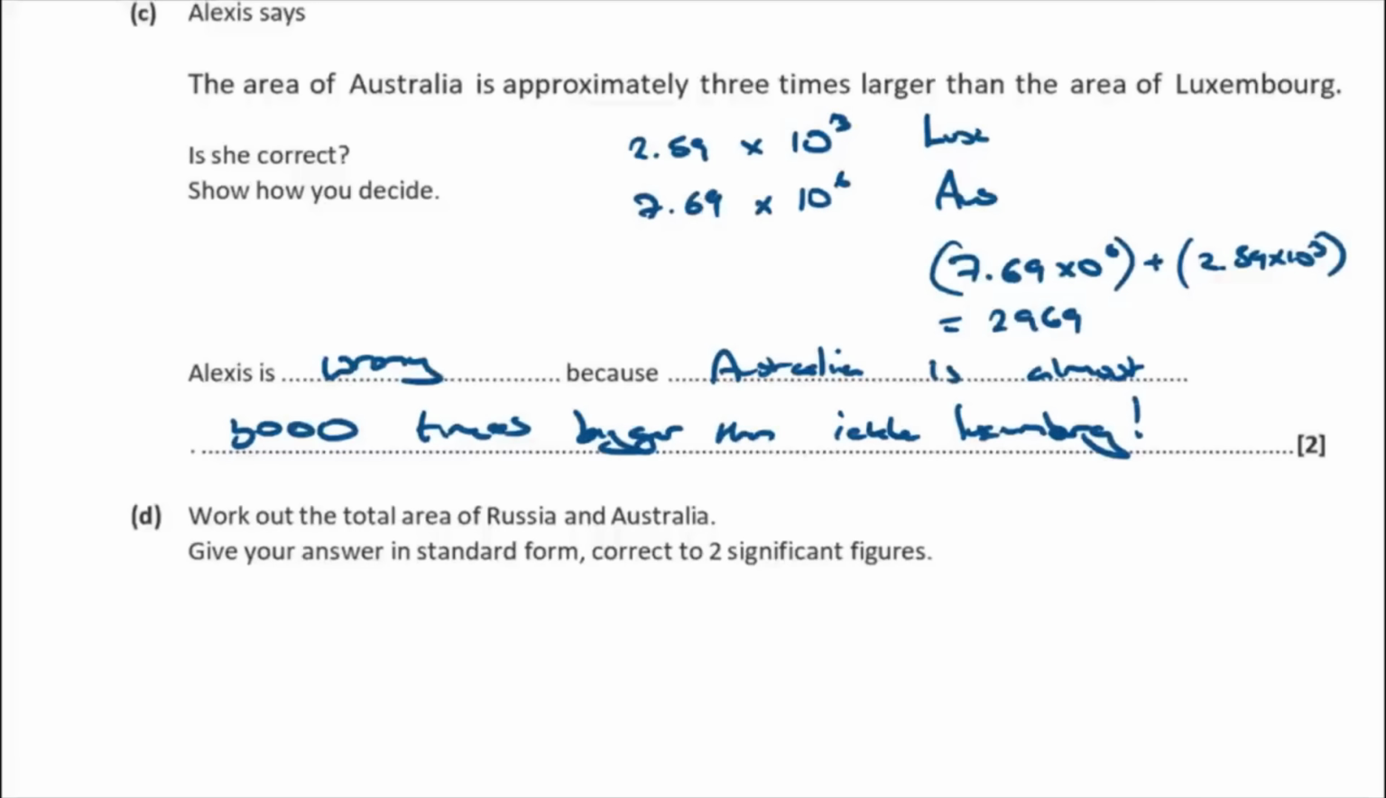Okay, you don't have to write equal if you don't want to. Right, so Australia is almost 3,000 times bigger. I didn't write my 3 very well either there. 3,000 times bigger than Luxembourg there. Okay, work out the total area of Russia and Australia. Give your answer in standard form to 2 significant figures.